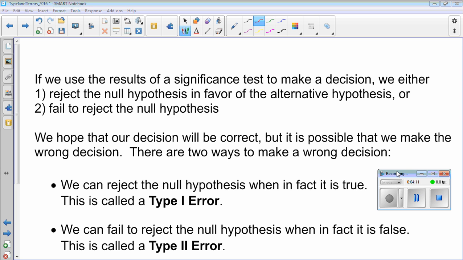When we look at a problem that deals with hypothesis testing, for now we really only know how to do a one proportion z-test, okay? So that's all we know how to do, and that's okay. That's just what we know how to do, and that's fine.